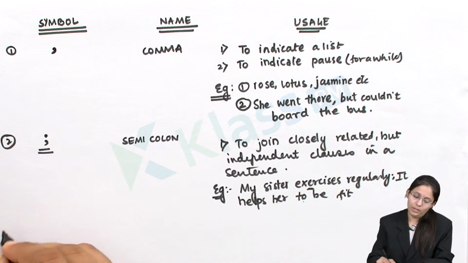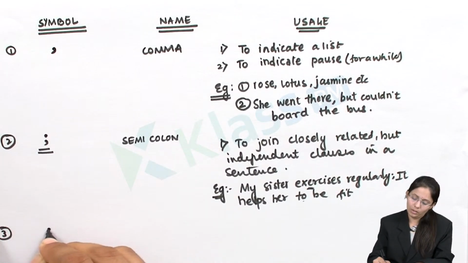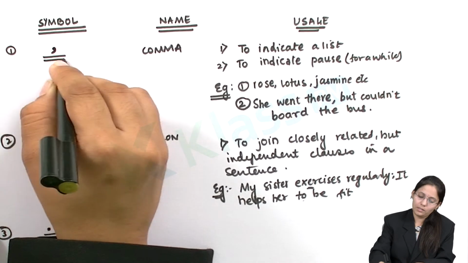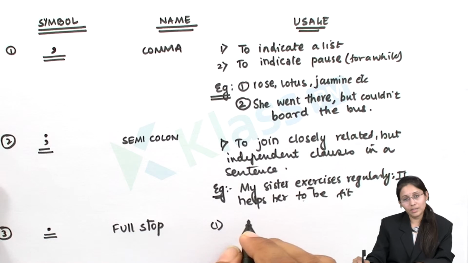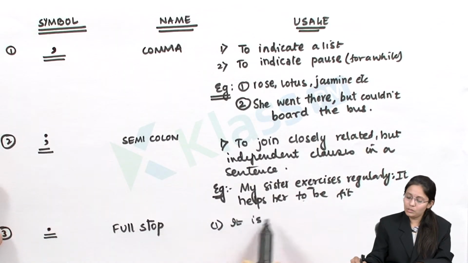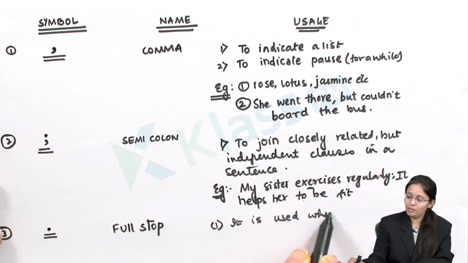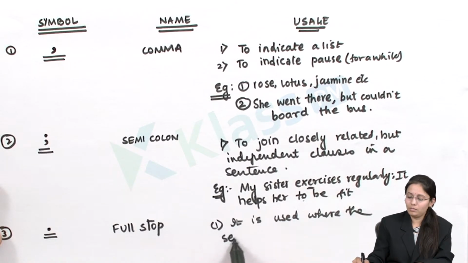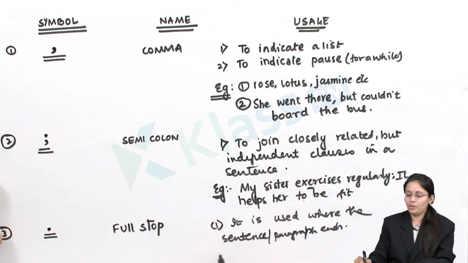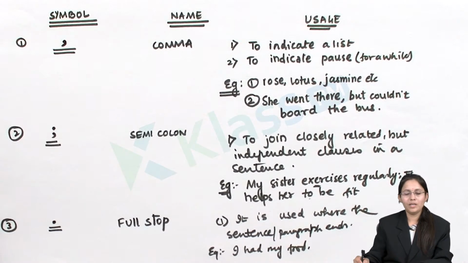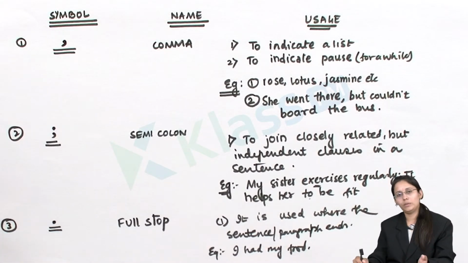Let us proceed with the third one, that is only a dot, and this dot is termed a full stop. It is very simple. We have been learning it since childhood. It is used where the sentence or the paragraph ends. For example, I had my food. That's it. She went out. That's it. Full stop. After a full stop, you have to give a long gap and then continue with the sentence.